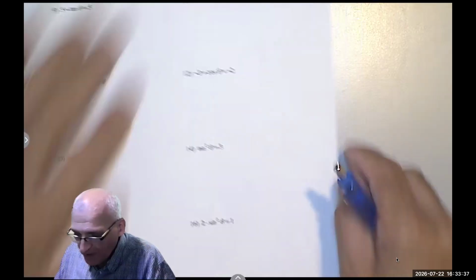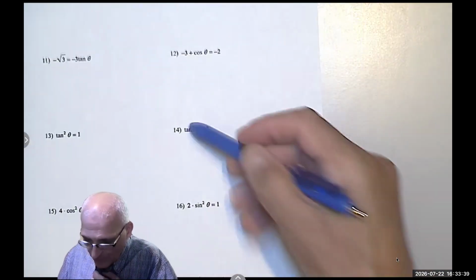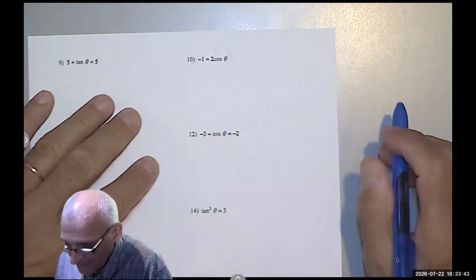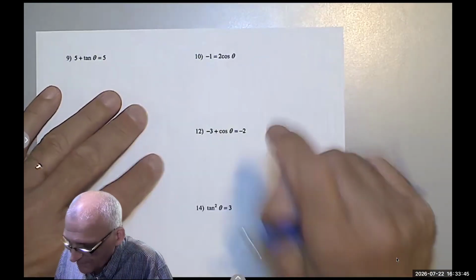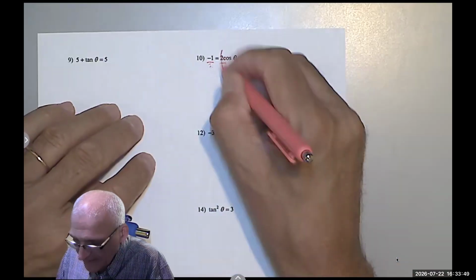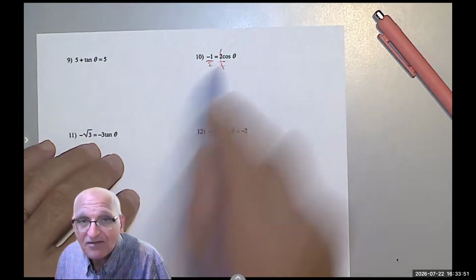Okay, I'm going to go to a different sheet and keep going with the negative, but here I have squares. That's why I picked this one. Alrighty, I'm going to divide by 2. I get cosine theta is -1/2.